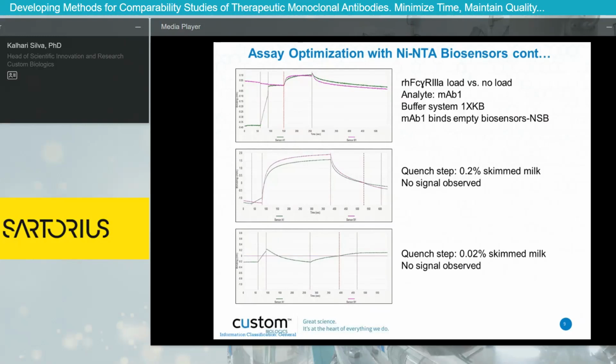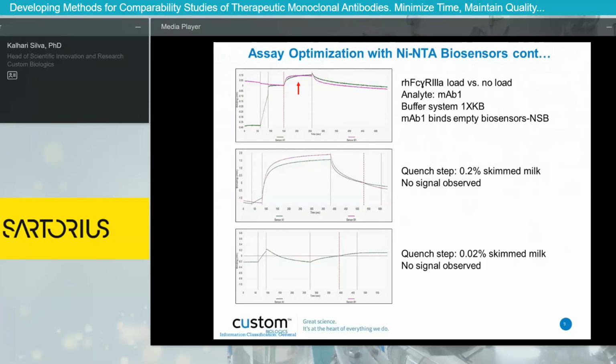So here, what we can see in all the three sensorgrams is that the blue trace represents the one with a load, and the magenta trace represents the one with no load. When a sensor is loaded or not loaded, the difference that you see in the signal of a mAb is actually not that different. So this really suggests that the mAb is maybe binding just to the empty sensor and not to the load, or we do not even know what's exactly happening there.